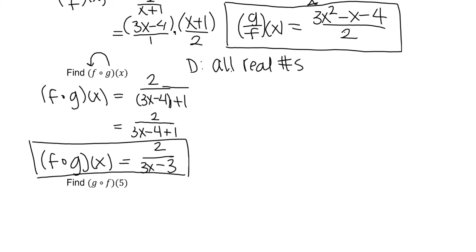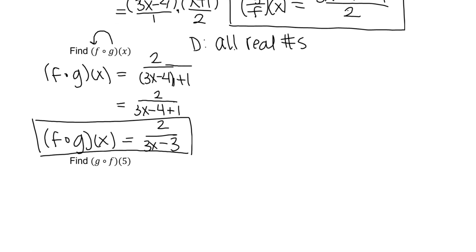So our last example is to evaluate one of our operations. I want to find g of f of 5. There's two ways you could approach it. You could find f of 5, then plug it in for g, or you can find the composition g of f of x, then plug in 5. Both should give you the same answer, but I'm going to go ahead and find the composition g of f of x first. Then I'm going to plug in 5.